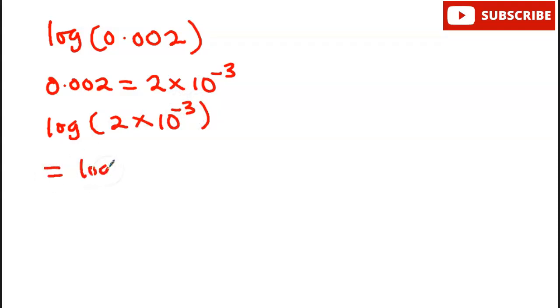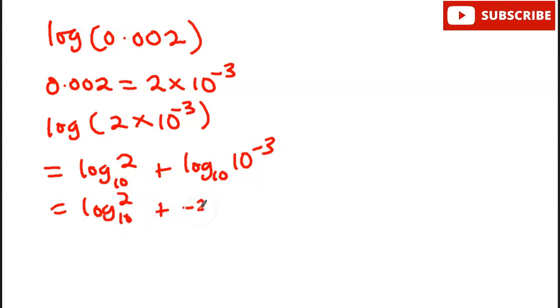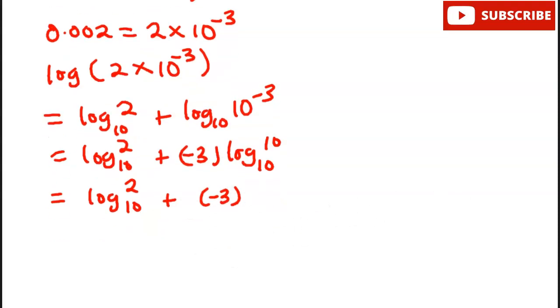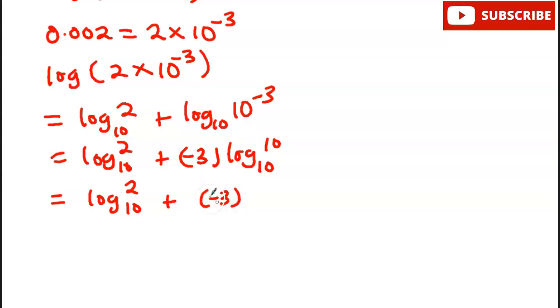And this will be log 2 to the base 10 plus log to the base 10 of 10 to the power minus 3. So we have log 2 to the base 10 plus minus 3 log 10 to the base 10. And according to the properties of logarithm, log of a number to the base of the same number is always equal to 1. So we have log 2 to the base 10 plus minus 3. Now because this is the characteristic, we don't write it minus like this. So we write it log 2 to the base 10 plus 3 bar. When the characteristic is negative, we write it this way.